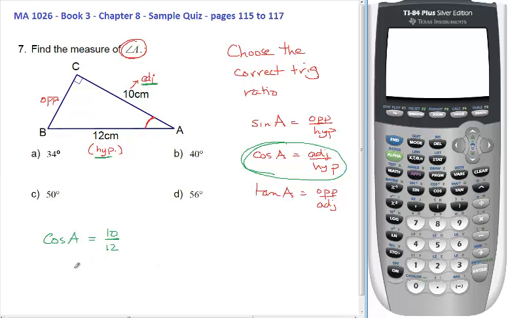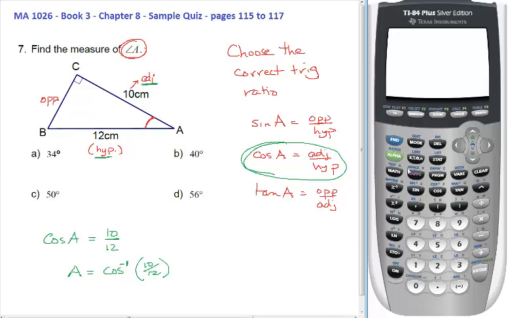That means that angle A, anytime you want to find the angle, remember you must use this button. Find the inverse cosine of 10 over 12. So remember, to find an angle, it's the inverse of the ratio. And the inverse button is written cos to the -1. We call that inverse cosine, or arc cosine. So that's all you do.